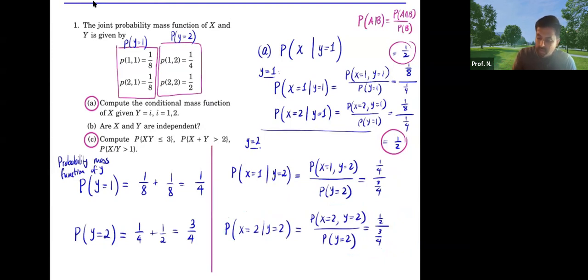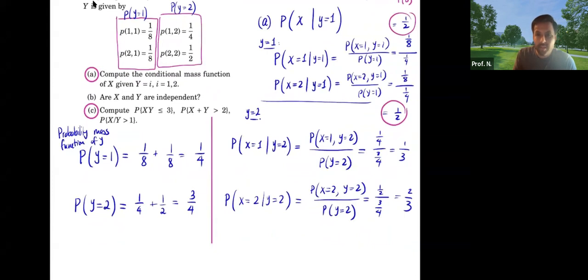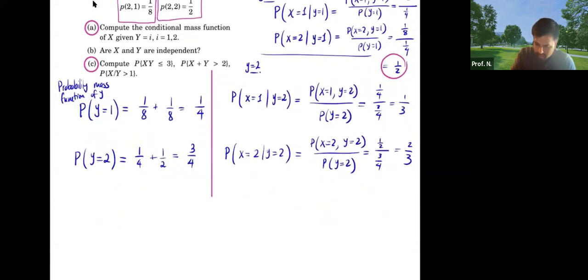Well, it's very essential. But anyway, 1/4 divided by 3/4 is a third. 1/2 divided by 3/4 is 2/3. And so I found the conditional mass function. It is here.